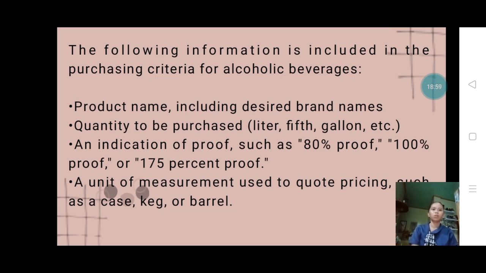For instance, when ordering a specific brand of whiskey for a bar, the purchasing criteria would specify the brand name, desired proof level, quantity in liters, and the unit of measurement for pricing, such as case or bottle. This information helps streamline the purchasing process and maintain consistency in inventory management.